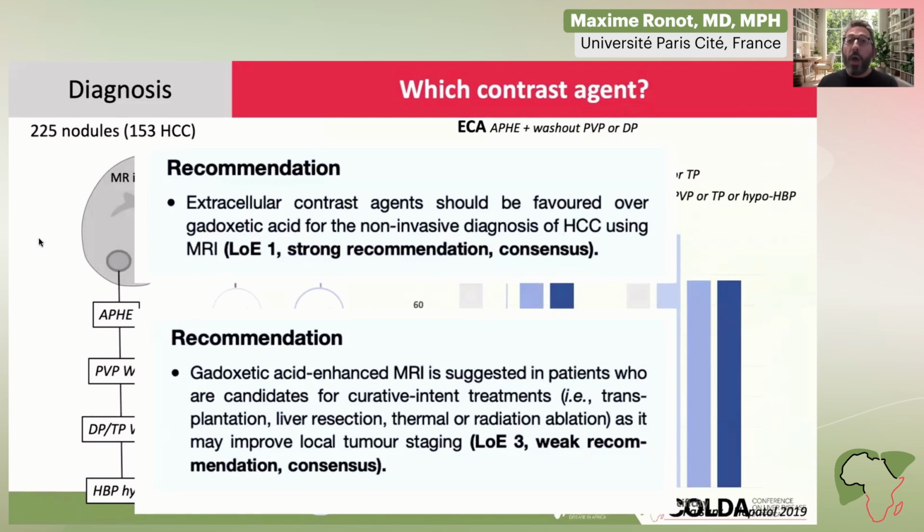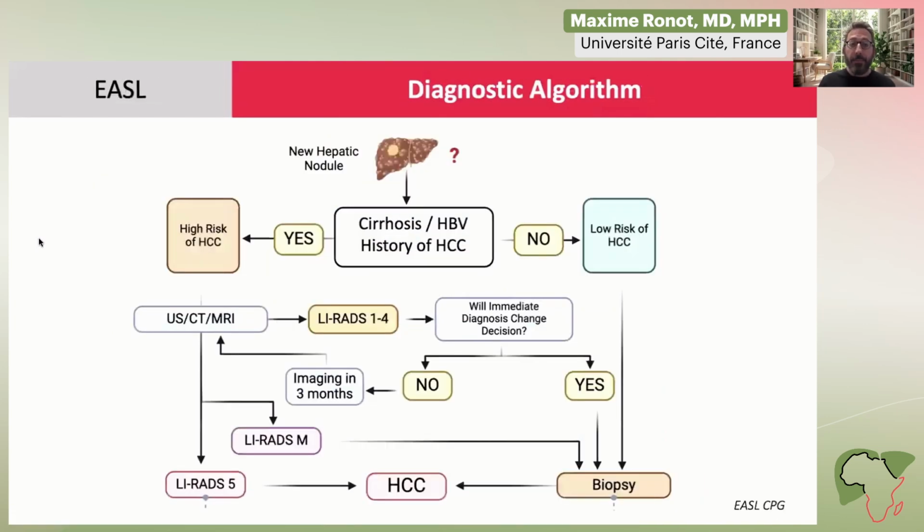So if I want to summarize the new recommendation of the EASL CPG based on the LIRADS, this is it. Let me help you navigate through this. You have a new hepatic nodule in a patient. You assess the risk of this patient. The patient is at high risk. You can apply the system. You use a CT or MRI. If you go to LIRAD 5, it means that HCC is diagnosed.